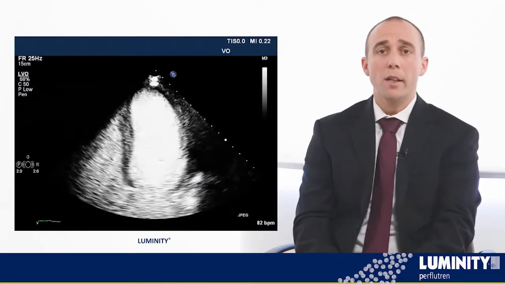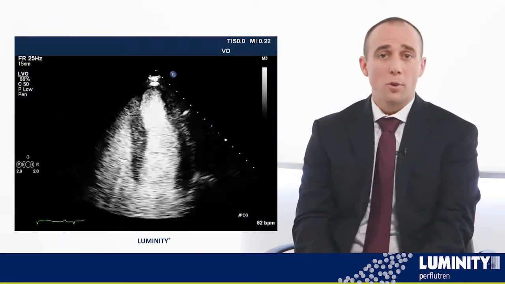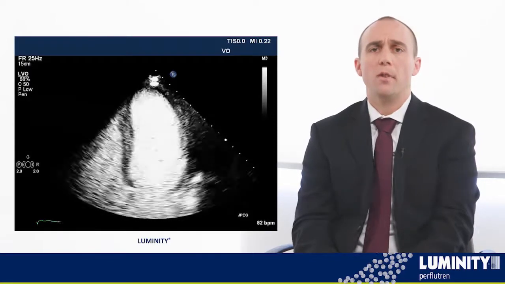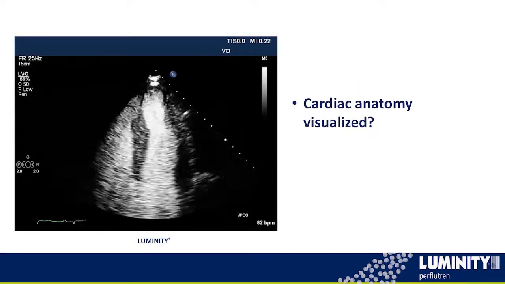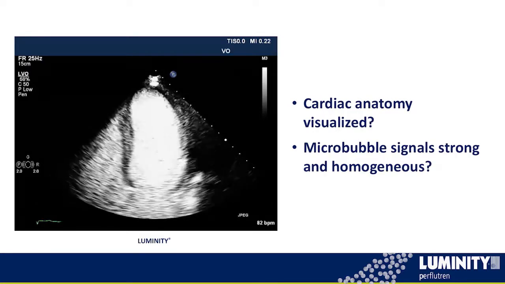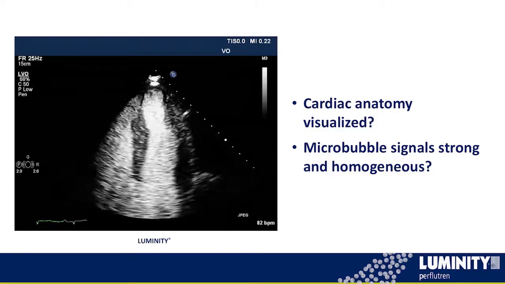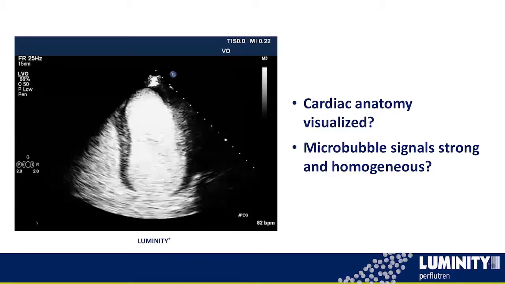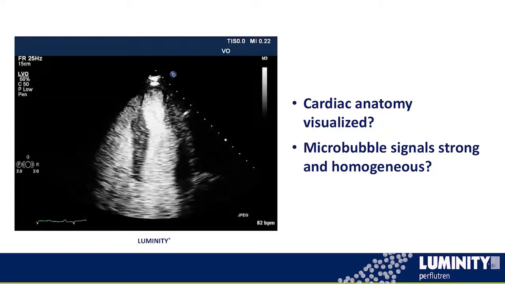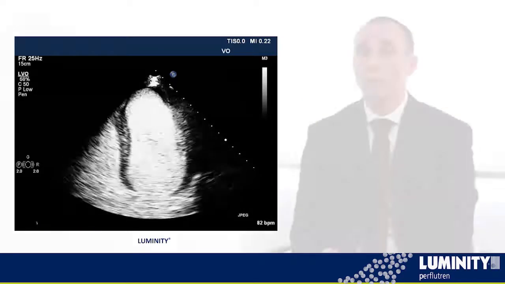In this example here, what's the appropriate power setting on this patient? Ask yourself, is the cardiac anatomy visualized well? Are the microbubbles resonating to produce a strong and homogeneous signal? And here, yes, right? We can see all of the cardiac anatomy well visualized. There's a nice homogeneous pattern of contrast with a strong signal response.